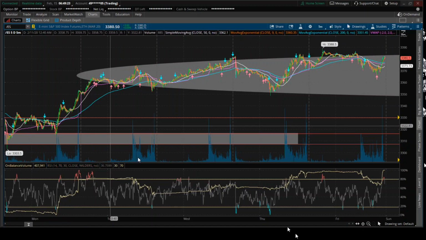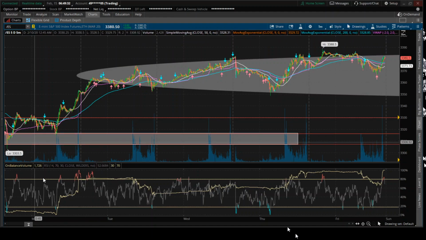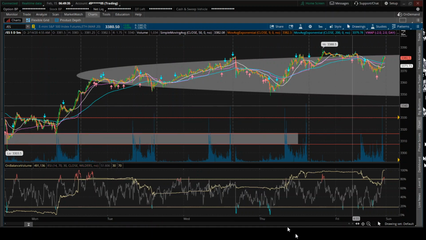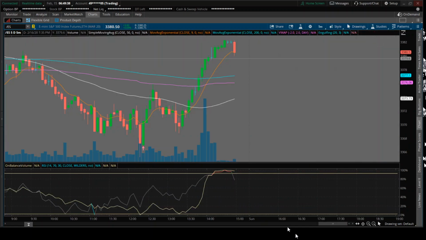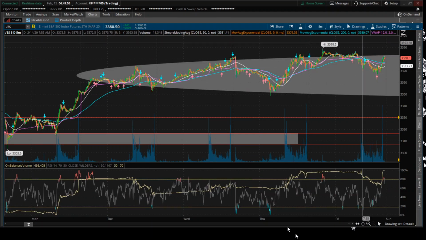So I think what I would like to see, and it may or may not happen, I would really like to see the price come down into one of these value areas before taking a position. I may decide to watch the price action around the 200, the 50, and the VWAP to see if it looks like price is rebounding back off of one of those moving averages. But it just feels really overextended to me right now, which is part of the reason I haven't taken any positions in the E-mini yet.